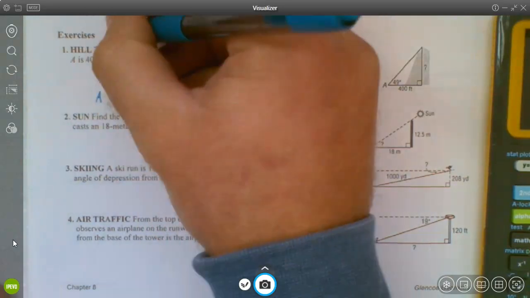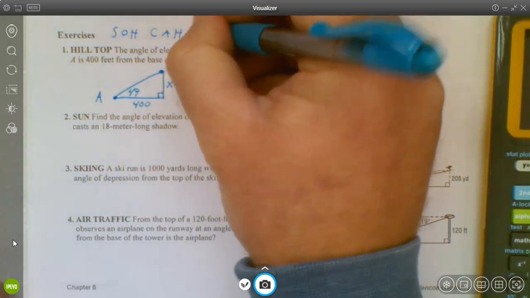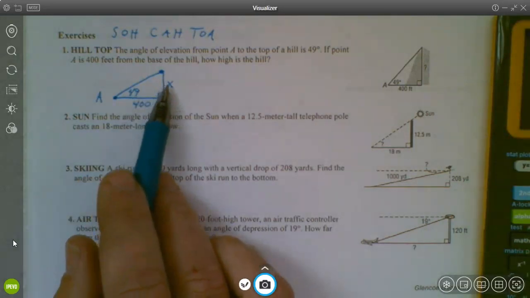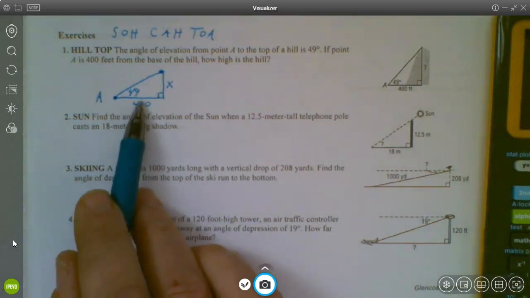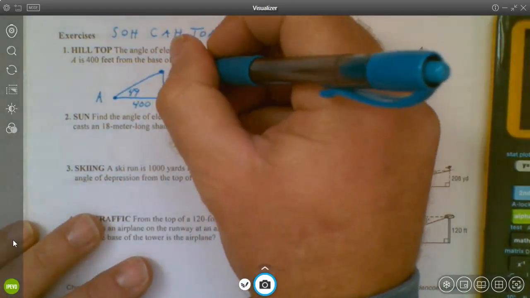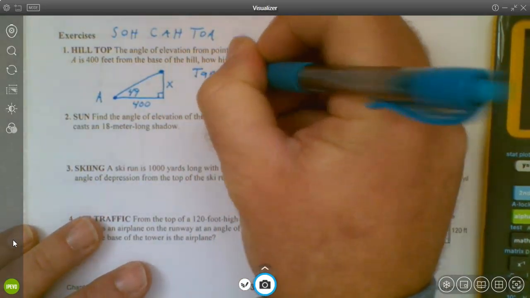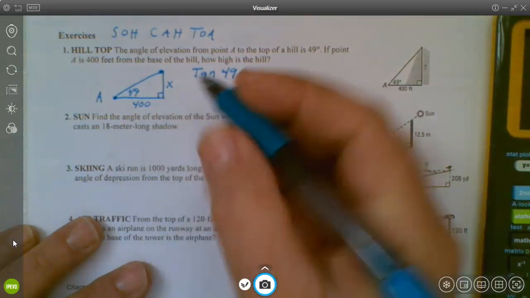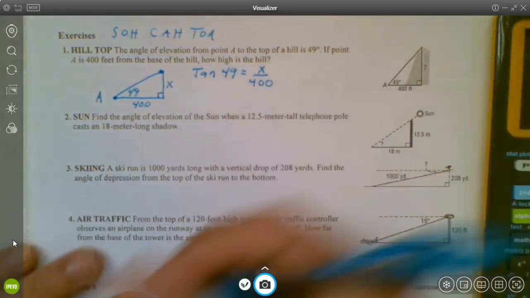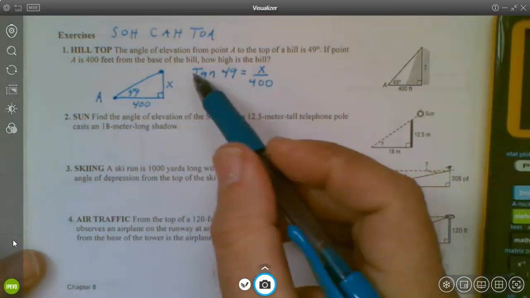I'm now back to solving a right triangle, so I'm back to looking at SOHCAHTOA. So I'm going to say, okay, here's the angle that I know. I am working with the opposite leg and the adjacent leg, which I know is my tangent ratio. So I'm going to say the tangent of my angle is equal to opposite over adjacent, and remember, before I go to the calculator, I always get x by itself first, so I would multiply the 400 over to the other side.